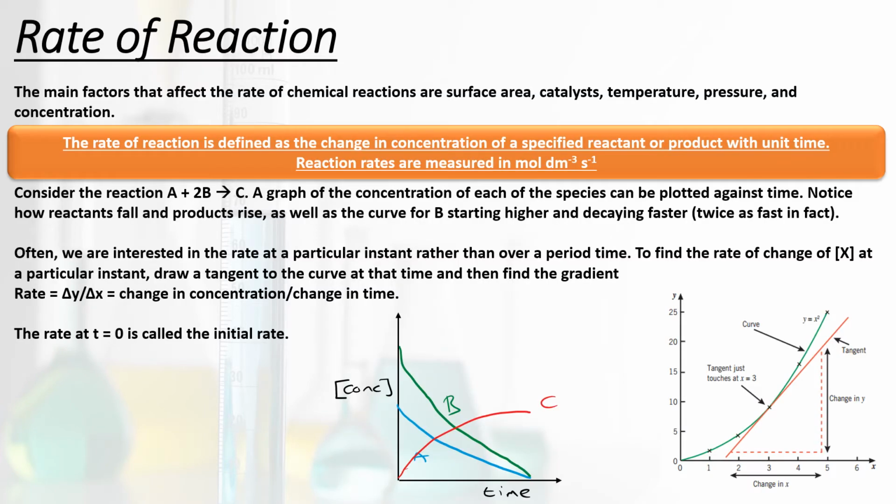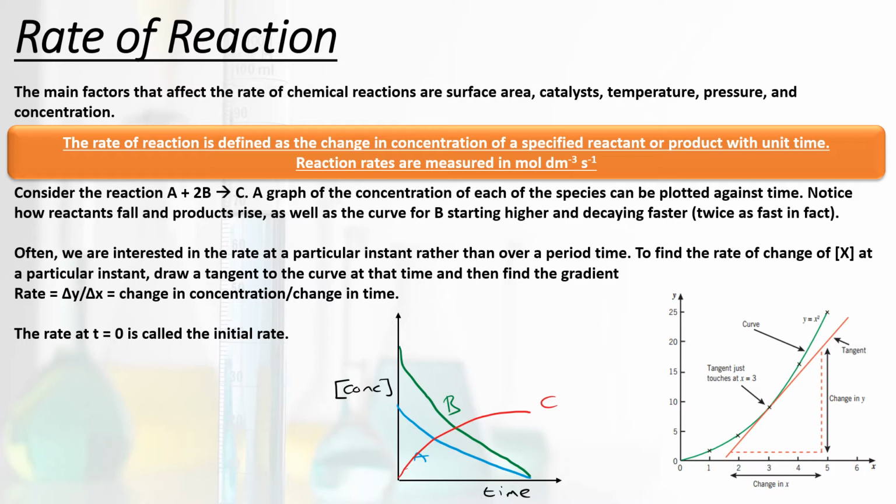So we said in the previous video of this series that the main factors that affect the rate of a chemical reaction are surface area, catalysts, temperature, pressure and concentration. And we also said that the rate of a reaction was defined as the change in concentration of a specified reactant or product with unit time. So how much does the concentration of a reactant fall by, or how much does the concentration of a product increase by within a certain time?